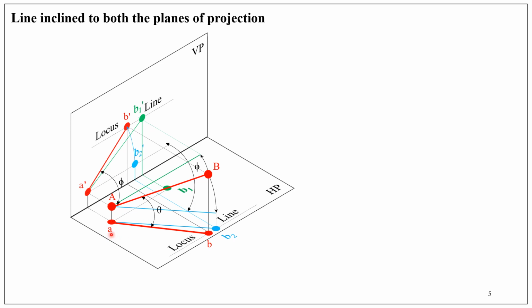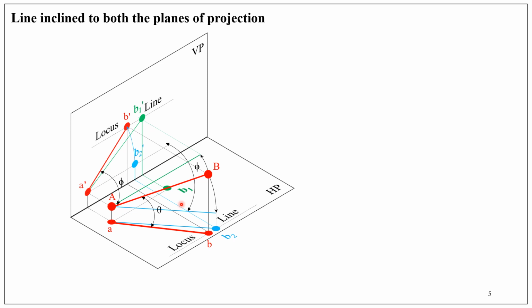So AB1 is the top view corresponding to the true length A dash B1 dash. From our earlier inferences, we know that whatever be the angle of phi, the top view remains the same as long as theta is maintained constant.